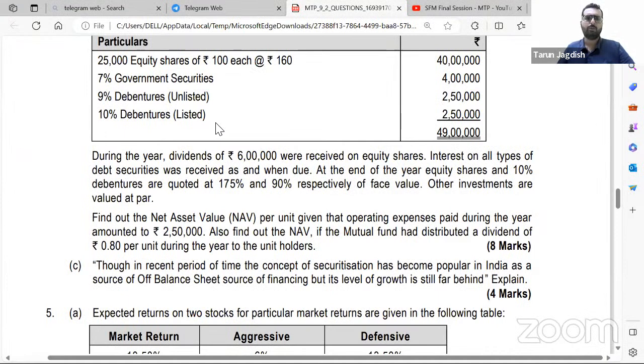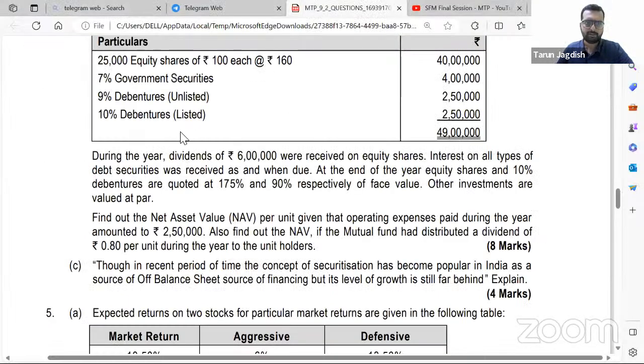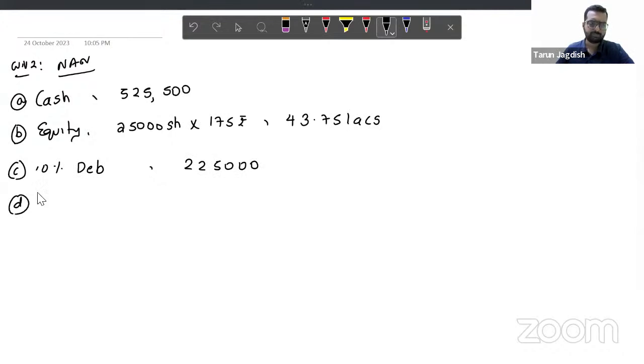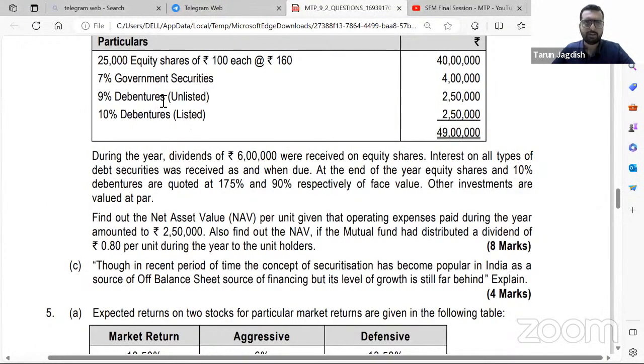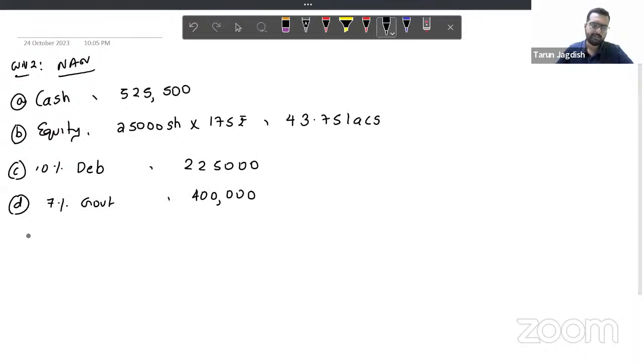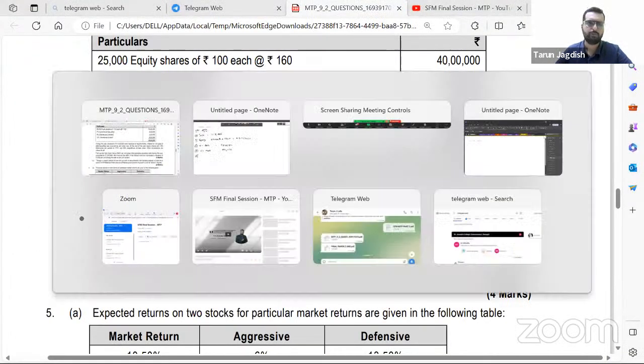10% debentures were quoted at 90%. 10% debentures, 2,50,000, were quoted at 2,25,000. Okay. Then other investments were valued at par. So 7% government securities, what it was at 4 lakh? Was at 4 lakh. And what is the other one that we have? 9% will be again 2,50,000.